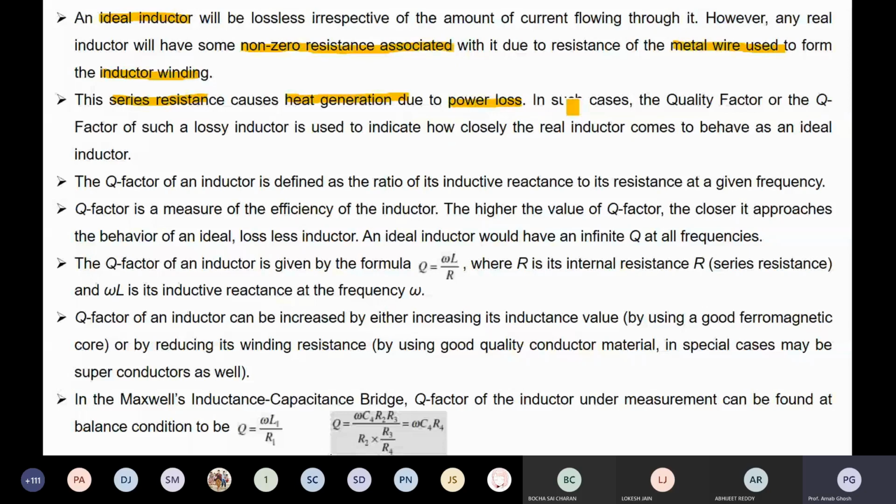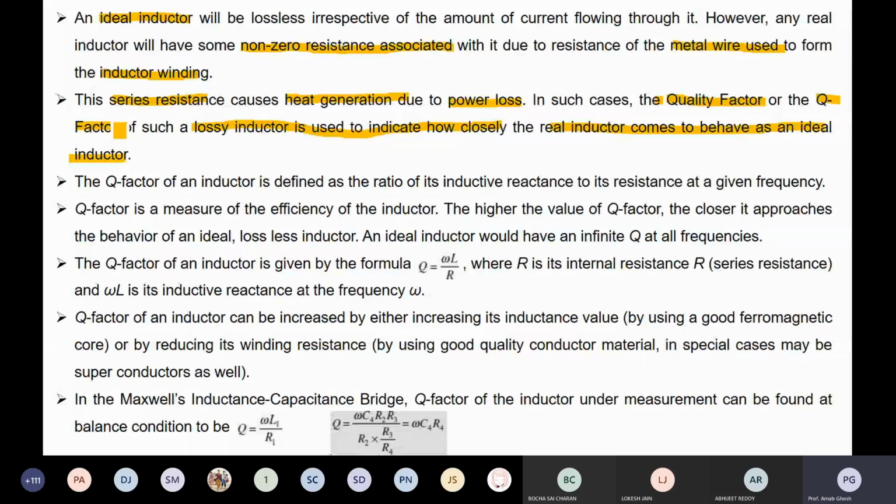The Q factor of such a lossy inductor is used to indicate how closely the real inductor behaves like an ideal inductor. So what is the significance of that quality factor? Quality factor signifies how close your lossy inductor is to your ideal inductor. I think all of you are able to understand the basic importance of that.